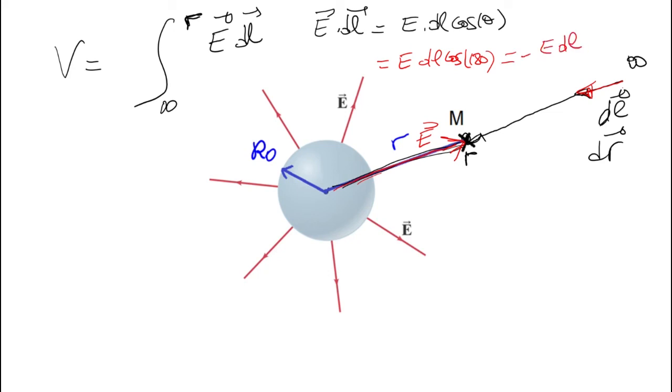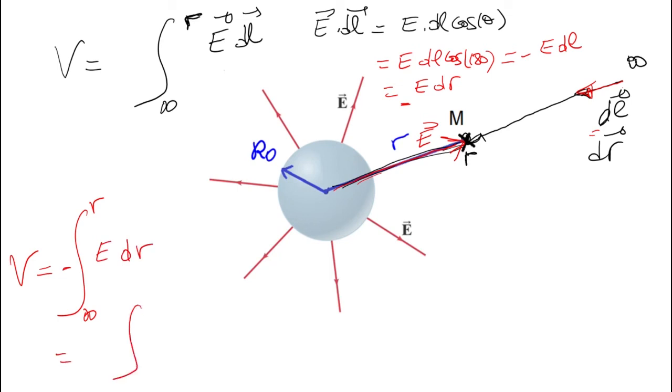Now if we replace this here, and we say dr is just dl, we just call it negative E dr. So the electric potential will be the integral from infinity to r of negative E dr. In this case, it will be the integral from r up to infinity, because I replaced the negative sign, of E dr.